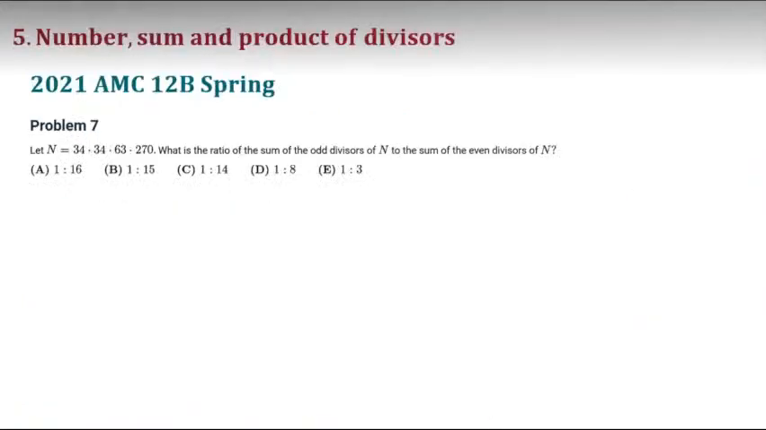So I told you this. Let's solve the problem here. Let n be 34 times 63 times 270. What is the ratio of the sum of the odd divisors of n to the sum of the even divisors of n? Look, because it doesn't say positive, both of them should be 0.